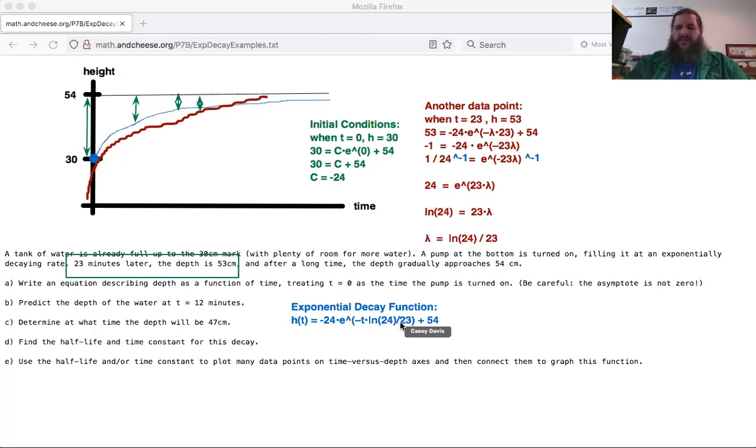And you could also punch that into a calculator and get a decimal approximation depending on how much accuracy you need. So if we type that into a calculator, we get logarithm of 24 in parentheses divided by 23, about 0.138. So about negative 0.138 times t. So there's our exponential decay function. This is a function that will produce exactly the graph we want. Any questions on that so far?